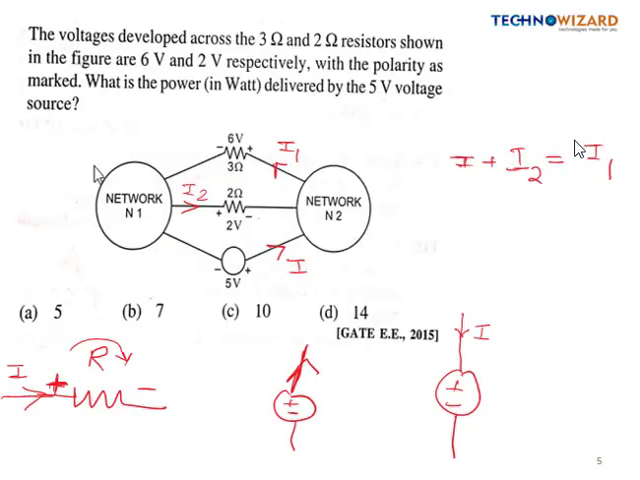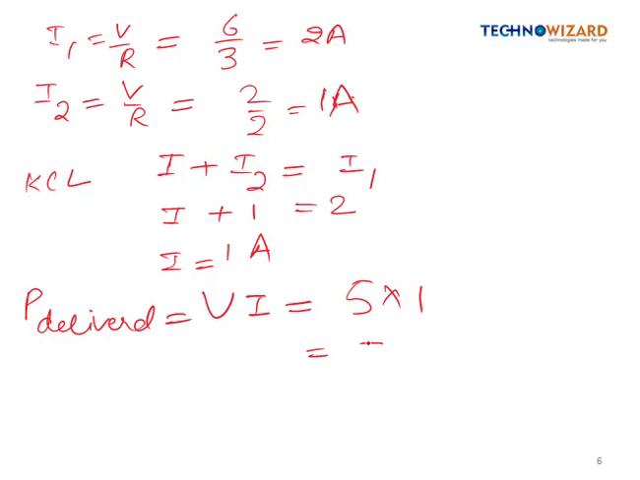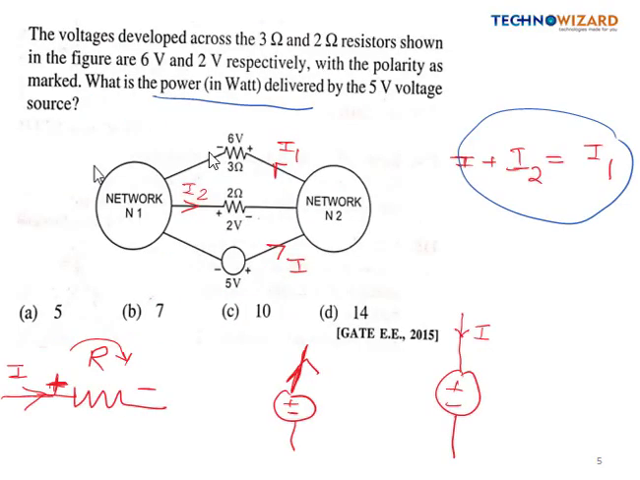See this. So this is the KCL equation which I have already developed, right? Now we have to calculate the power delivered. So power delivered is given as voltage into current. We have voltage is 5 volt and current is 1 ampere, so 5 watt power is being delivered by the voltage source. So option A is correct. Okay, so let's see the next question.